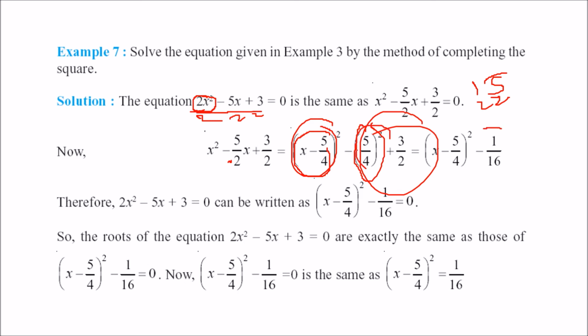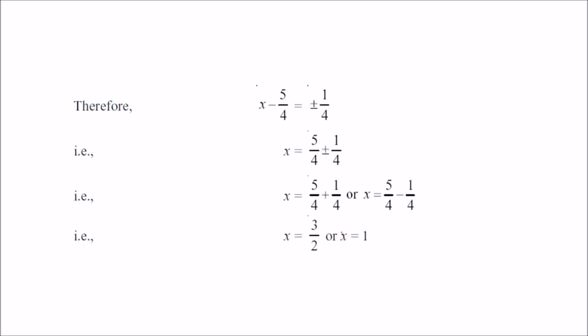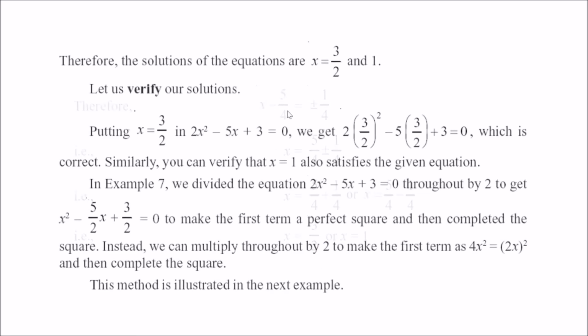You add these two terms, that will be equal to minus 1 by 16. So x minus 5 by 4 whole square will be equal to 1 by 16. One time you equate it with 1 by 4, because 1 by 16 is 1 by 4 whole square. So x minus 5 by 4 will be equal to 1 by 4 one time. X minus 5 by 4 will be equal to minus 1 by 4 one time. So you get 3 by 2 and 1. So you can verify also. You can place these roots in this equation and you will see that it will be 0.